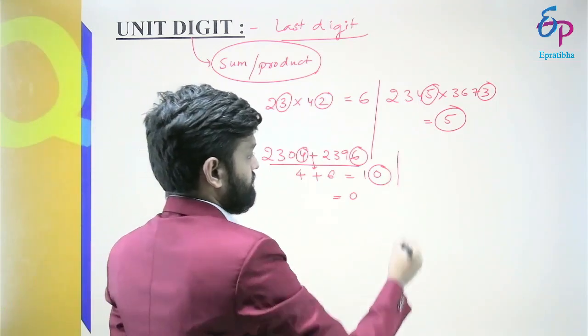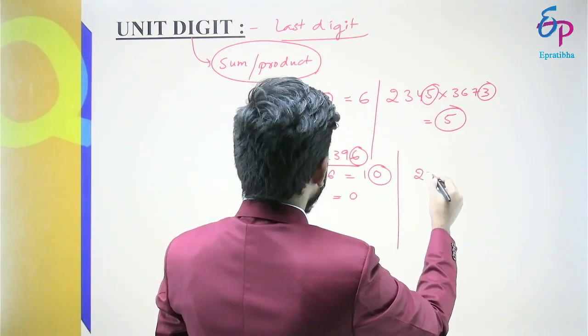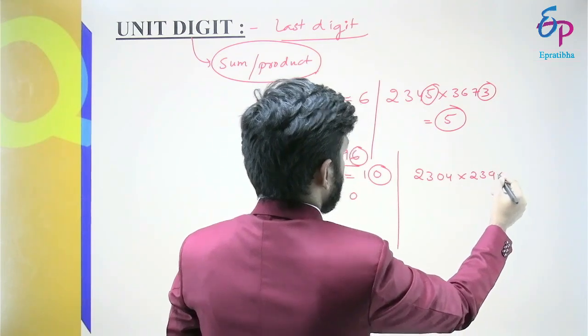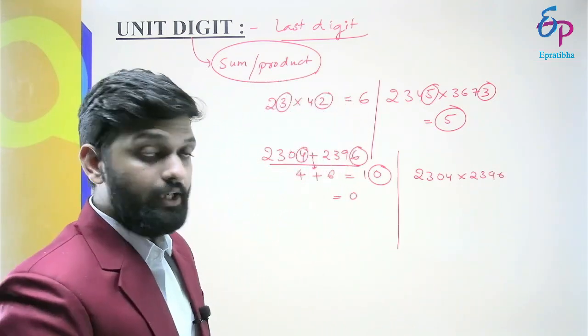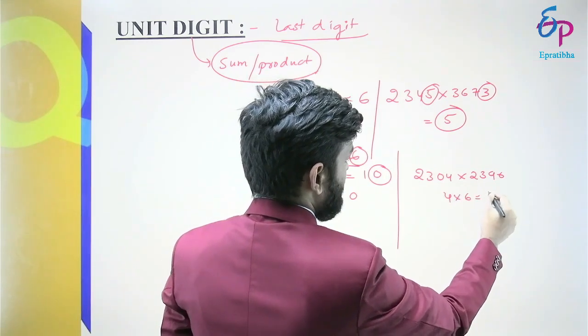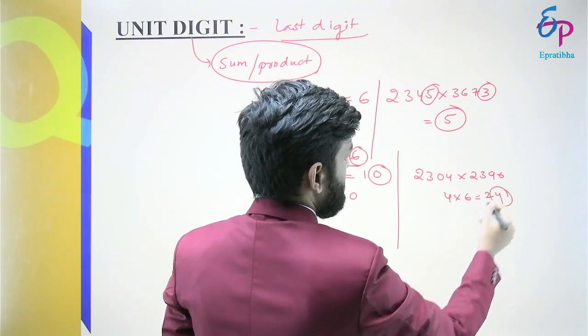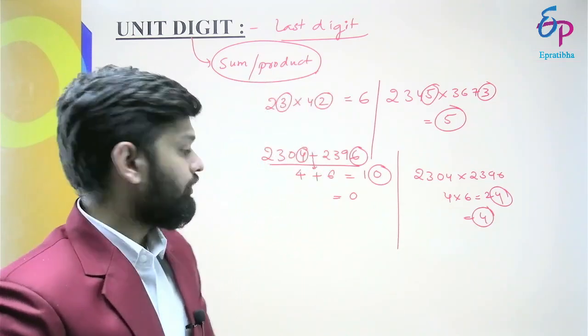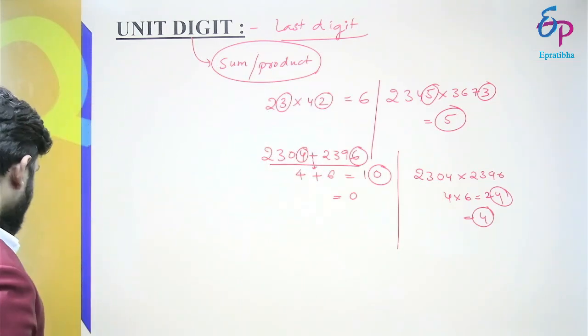Now if you take 2304 into 2396, I am taking the same numbers, but with a multiplication in the middle, 4 into 6 is 24. So the unit digit will be how much? It is nothing but 4. These numbers are very easy, right?